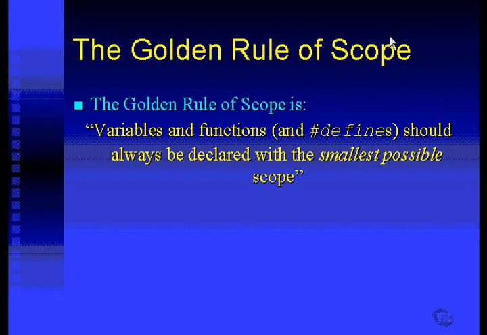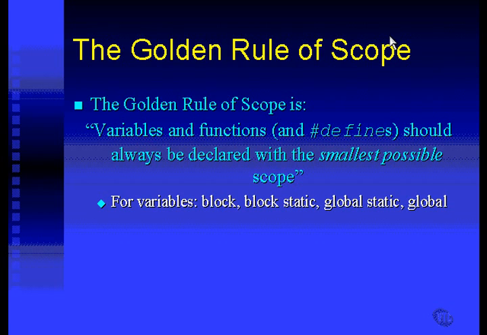For variables, you should first try and declare a variable as a block variable, typically a local variable inside a function. Then, if it turns out that the variable needs to retain its value between calls to that function, then you can make it a block static variable. Then, if you find out that other functions in that same .c file need to access the value in that variable, and it's not practicable to pass that variable as a parameter to those other functions, then you would make it a global static variable. In other words, give all the other functions in this .c file visibility on that variable.